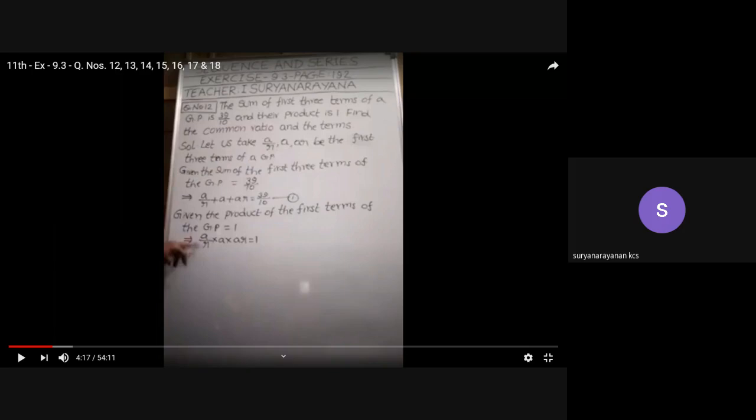Please watch the product: a by r into a into ar is equal to 1. Okay, my children. Now, let us simplify this equation. Here, r gets cancelled. Then what we get? a cube is equal to 1. Understood this step, my children? Right. Now, a cube is equal to 1, this can be written as 1 cube. Yes or no, my children? This implies a is equal to 1.